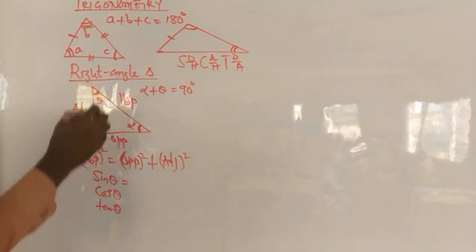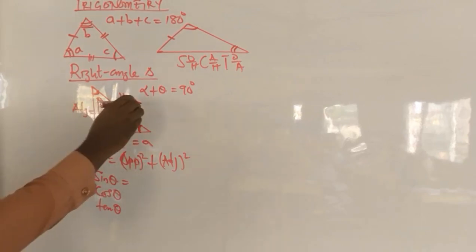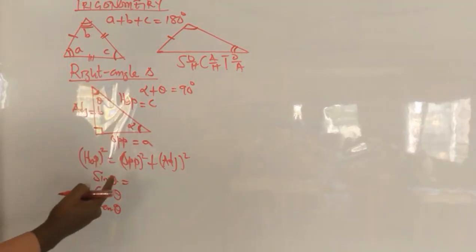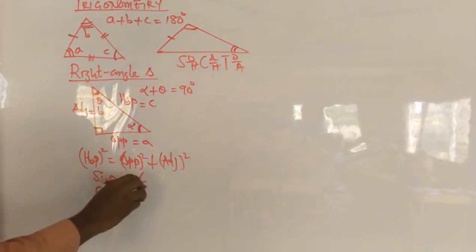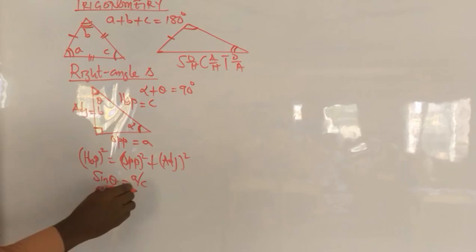Let's call this opposite A, this adjacent B, this hypotenuse C. So in this triangle, what is sine theta? Opposite over hypotenuse, that's A over C. What is cos? Adjacent over hypotenuse. What's the adjacent here? B over C.